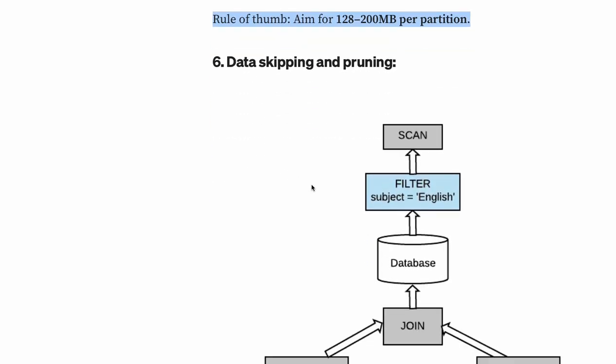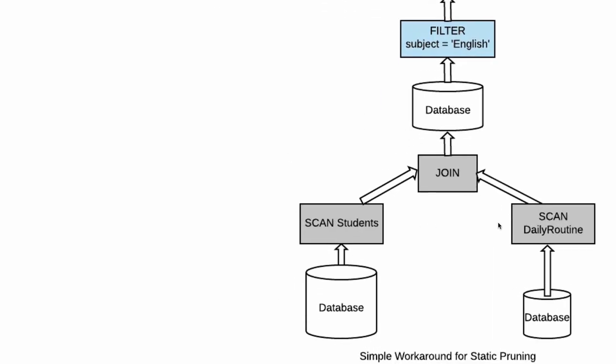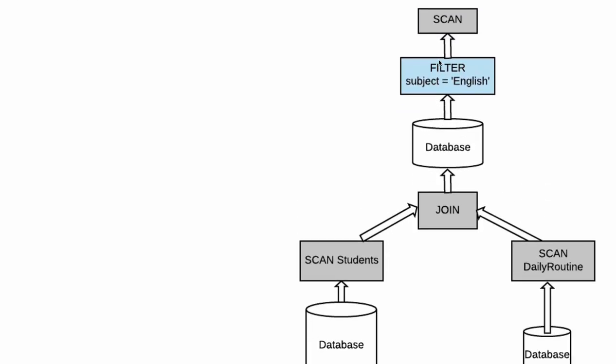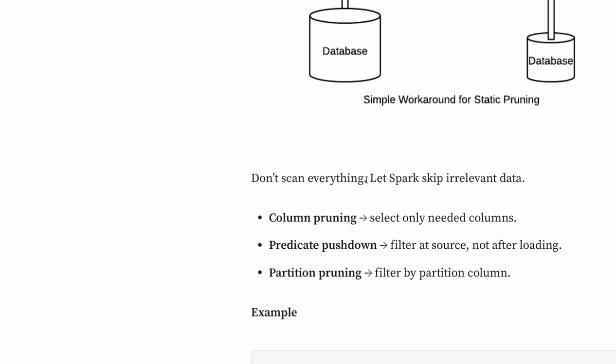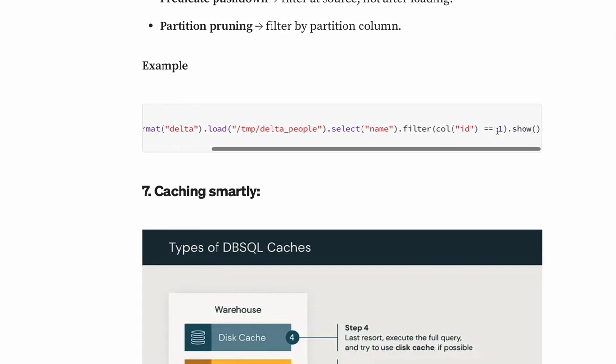Data skipping and pruning is very important, right? Pruning means selecting only what we need, whatever columns you need, not giving select star, right? Predicate pushdown will filter at the source. Partition pruning means filtering on the partition column. So right here, if you see, we filter on ID.